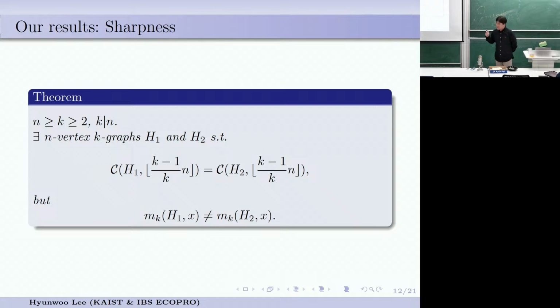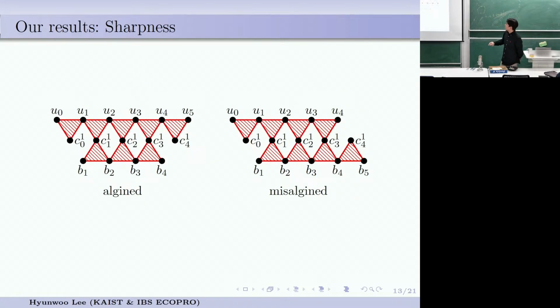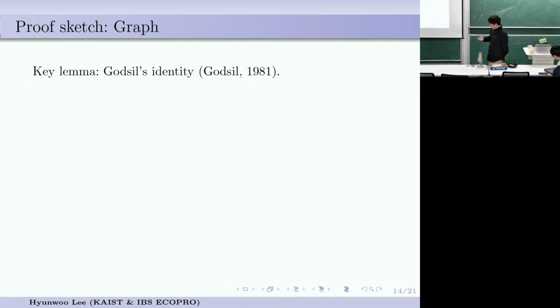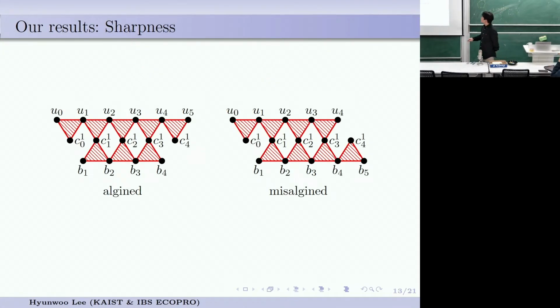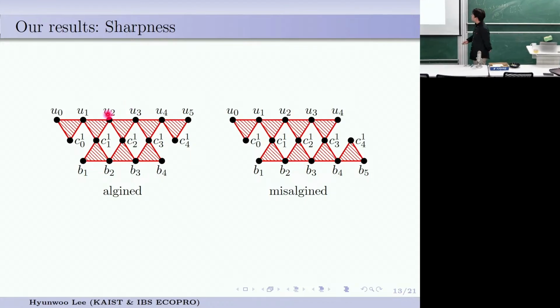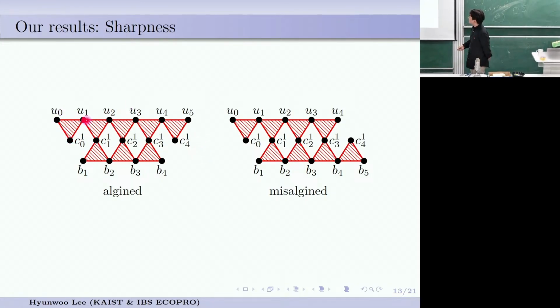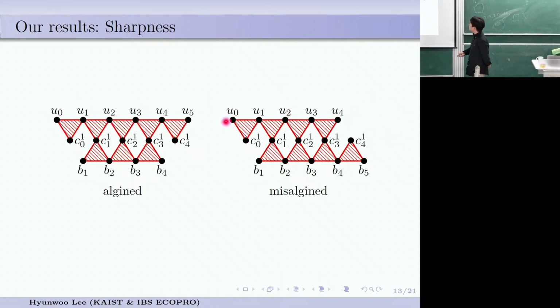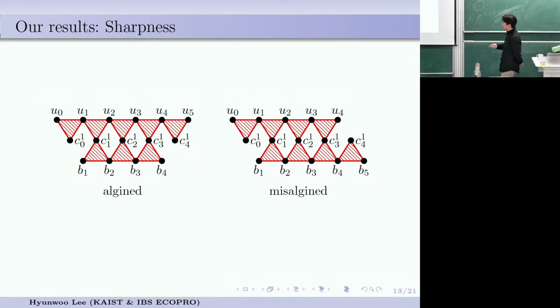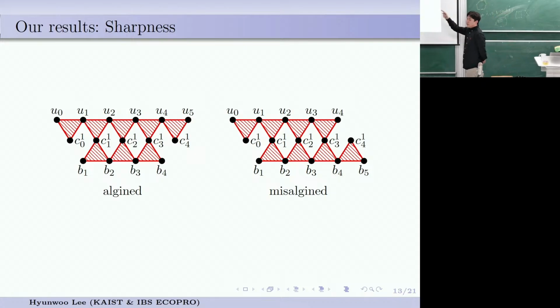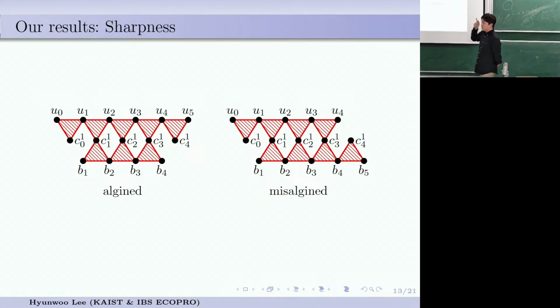So this is the example we call the aligned hypergraph and misaligned hypergraph. The first one has the common part and two horizontal parts in the upper part, and in the other one, one is in the upper part and one is in the lower part. Now let's check that, firstly, they have different matching polynomials.